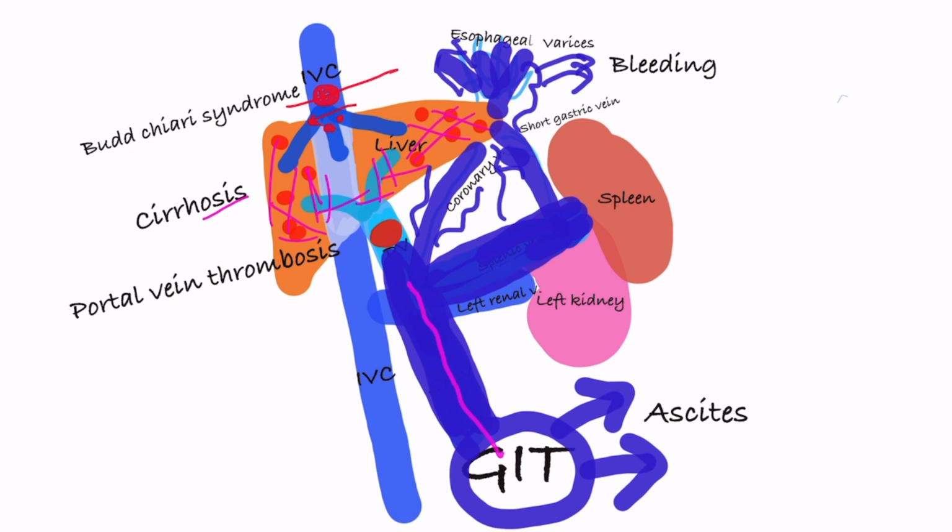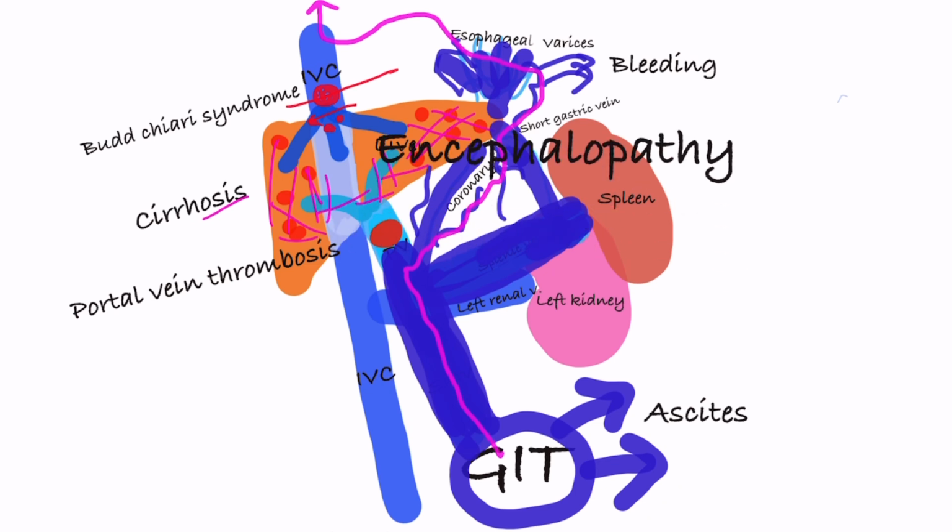Thirdly, due to shunting of portal blood to systemic circulation through these natural shunts, toxins coming from the gut directly enter circulation and are toxic to tissues. Like ammonia, produced by gut bacteria, which is converted to urea in the liver, is now entering circulation and affects neurotransmission in the brain, leading to encephalopathy.